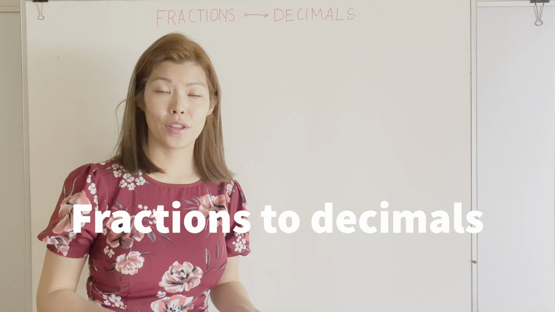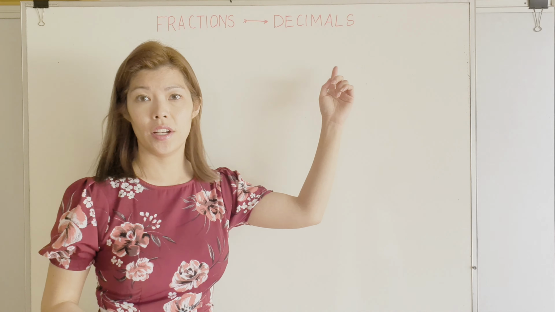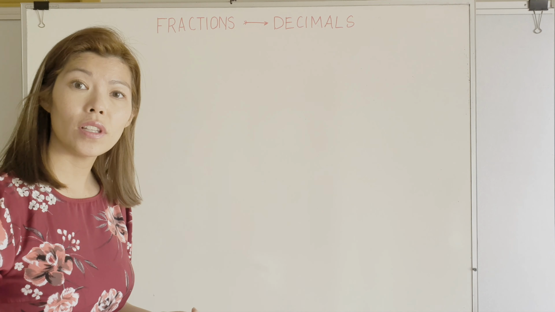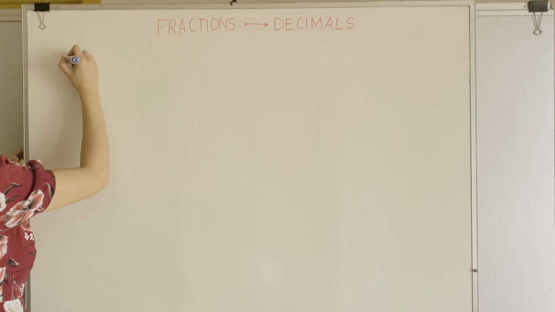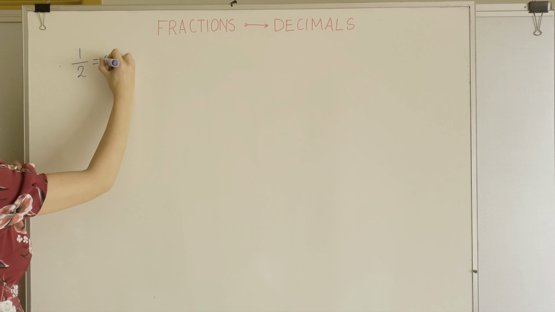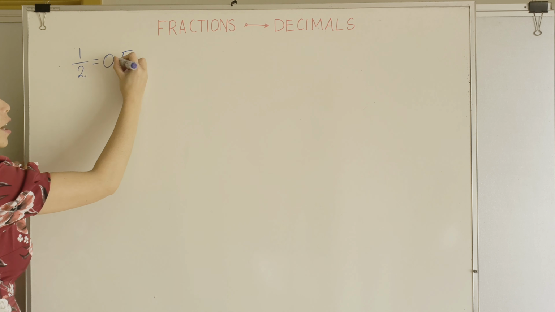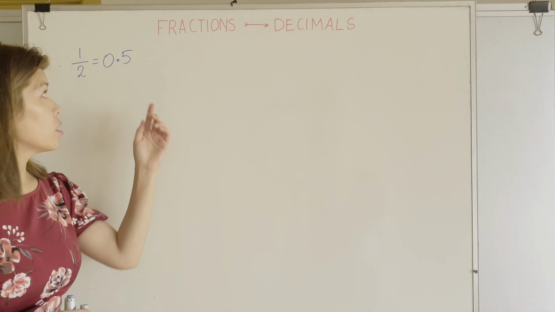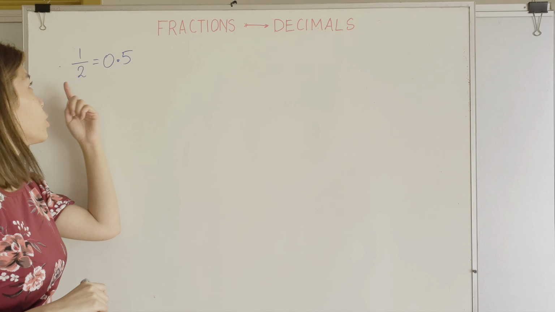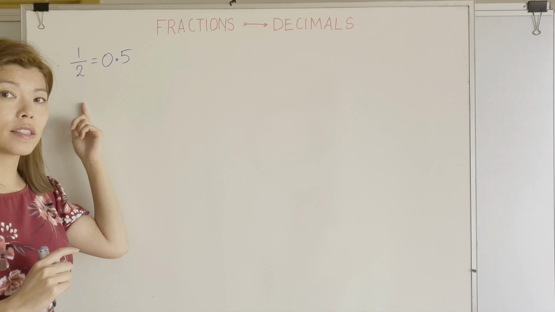So today we're going to go through fractions and turning them into decimals. First of all, let's see things that we already know. We know that 1 over 2 is equal to 0.5. And this is true because two 0.5s makes 1 and 2 halves make 1. So these are the same.